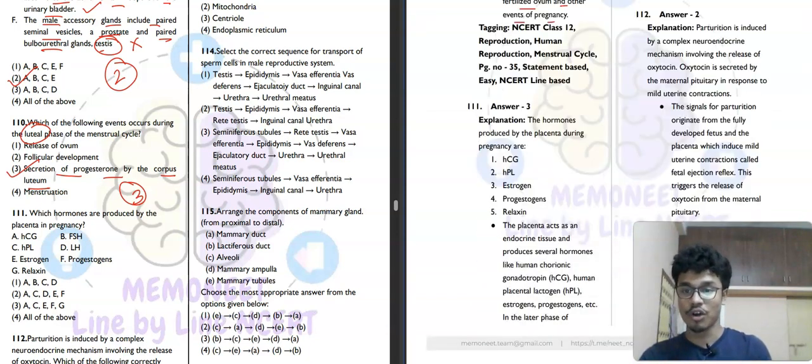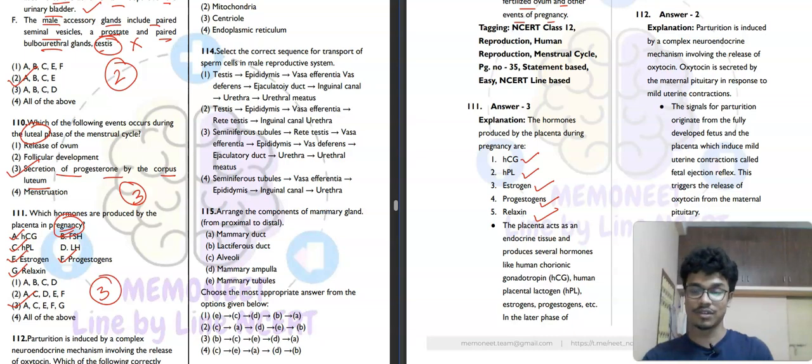It is saying which hormones are produced by the placenta in pregnancy, and code this word, that is pregnancy. Which hormones are produced? hCG will be produced, human chorionic gonadotropin, then hPL will be produced, estrogen will be produced, progesterone will be produced and relaxin will also be produced. So the options are hCG, then hPL, then estrogen, progesterone and relaxin. That's why you can see that the third option will be our correct answer for this question.